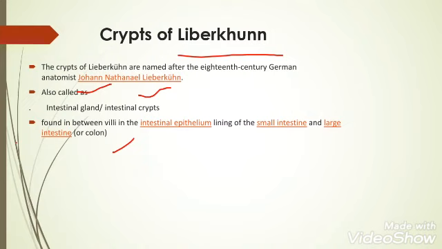Okay, is it clear? So the last thing remaining is the differentiation of the crypts of Lieberkühn of the small intestine from the large intestine, which is the presence and absence of the Paneth cells. I have told you that Paneth cells are the ones which have antimicrobial property. They go on synthesizing antimicrobial peptides, and the only difference is that Paneth cells are present in the small intestine, whereas they are absent in the large intestine.